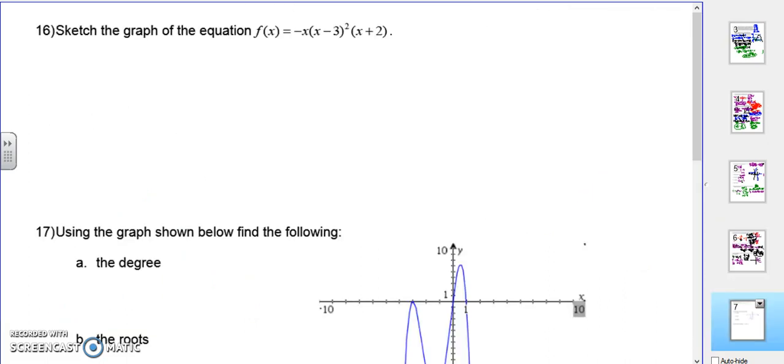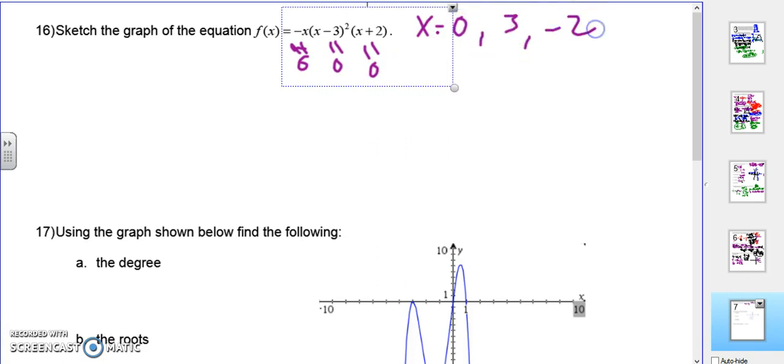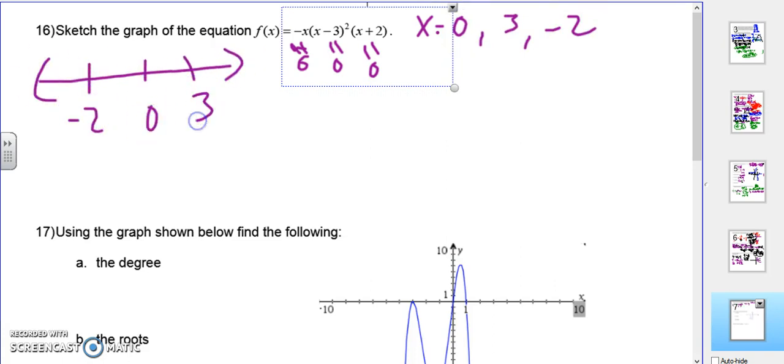Okay, let's take a look at the next question. 16, we're going to sketch a graph, set them equal to 0, and find the roots, find the zeros. So I got 0, positive 3, and negative 2. So a couple ways to do this. We can make a number line with the zeros.